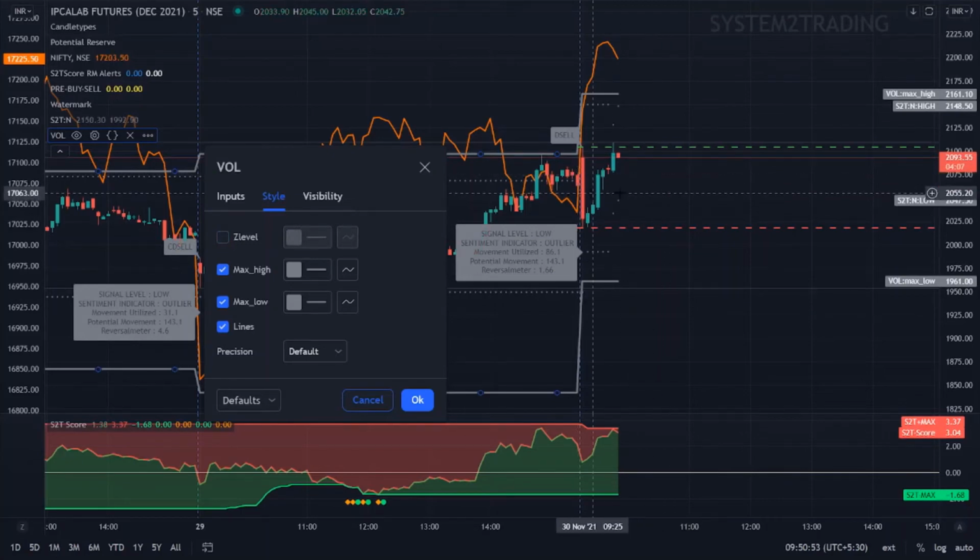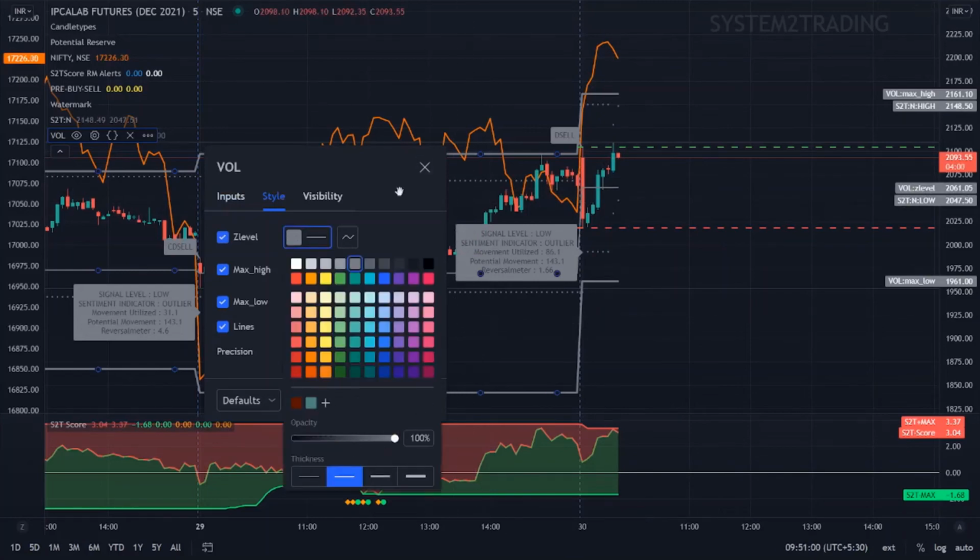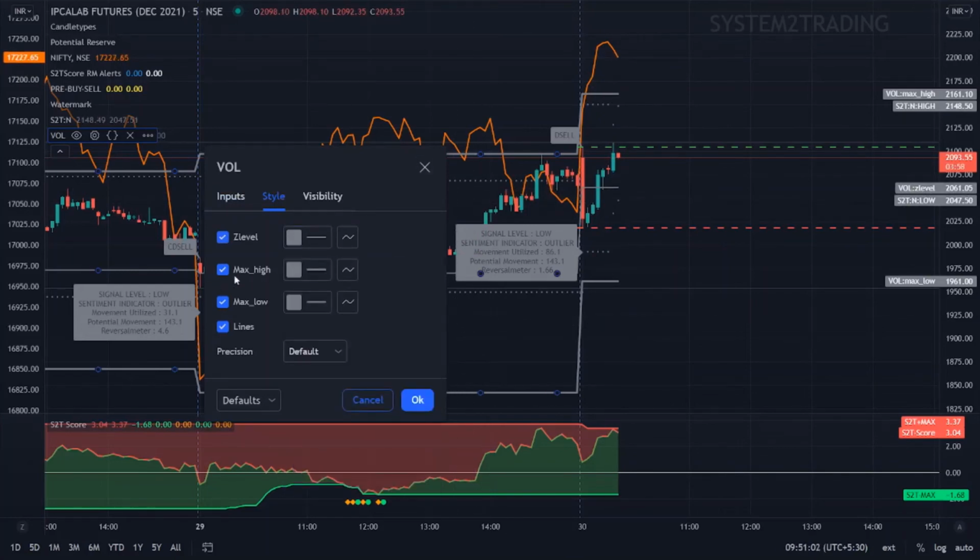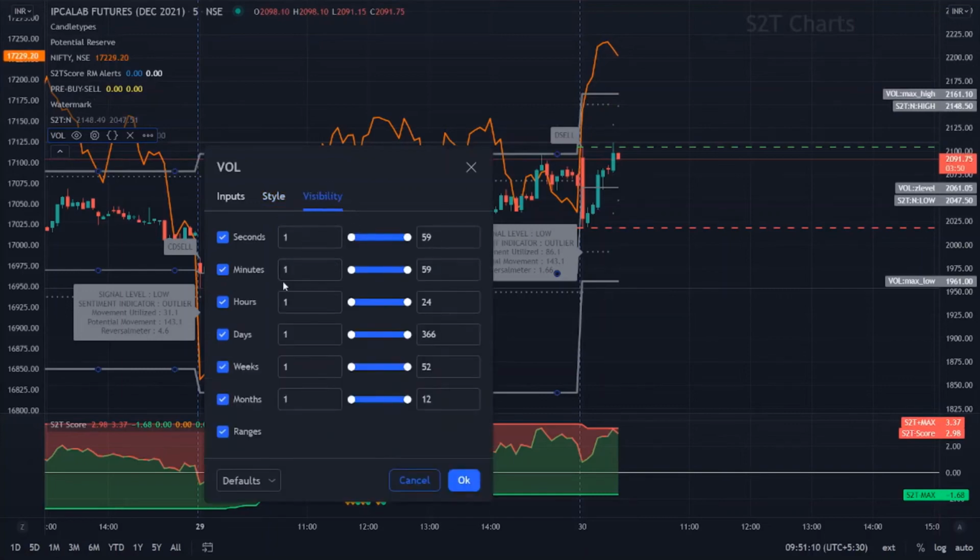As you see, it is gone now. Once I click, it will appear. You can change the color, the style, all those things. It's all simple. Maximum high and maximum low work the same way, you can just toggle them. By default, everything will be visible on all ranges. I would ask you not to meddle with that.